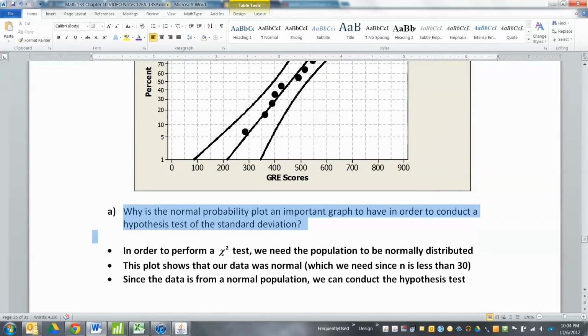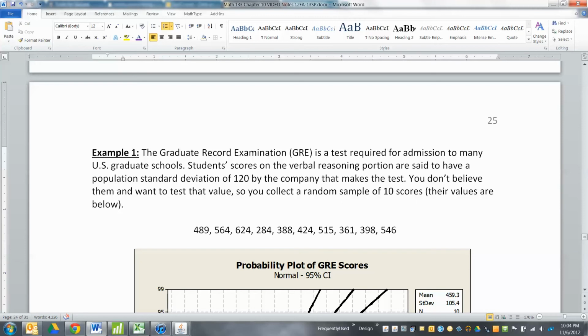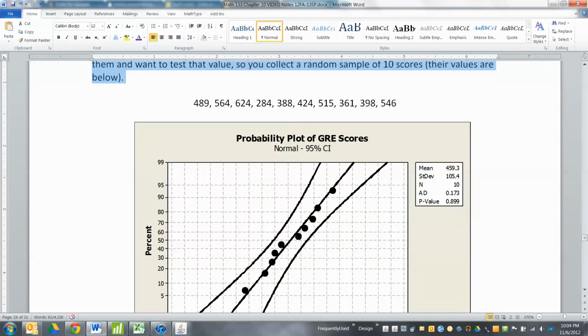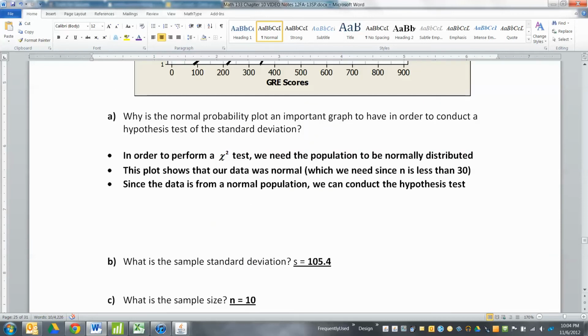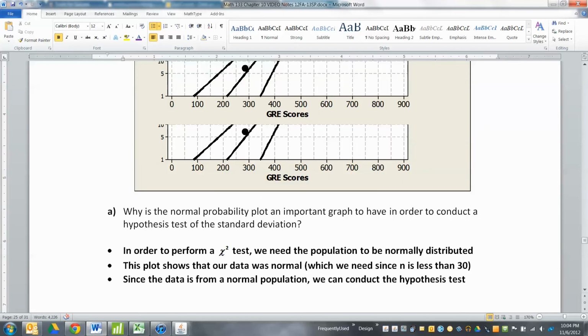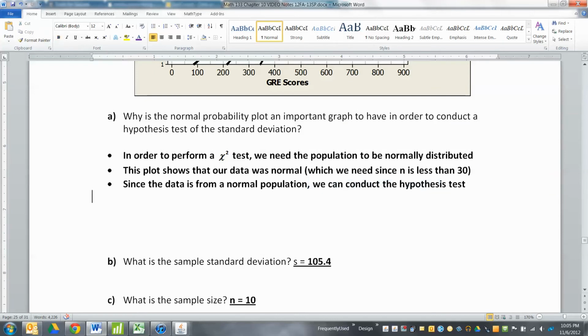Now, why is that normal probability plot an important graph to have in order to conduct a hypothesis test of the standard deviation? Well, in order to perform a chi-square test, we need to know that our population is normally distributed. We were not informed anywhere up in the instructions that it was normal. And our n is really small. Our n is only 10. So that's not good, right? So we have a small n, and we don't know that our data was normal. But this plot shows us that it is normal. It comes from a normal population. Therefore, we can conduct our hypothesis test.